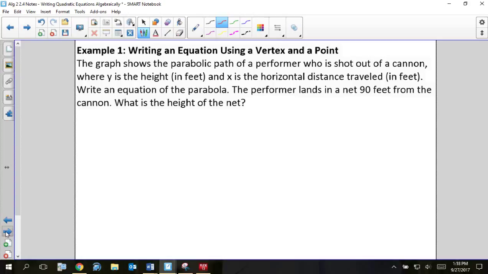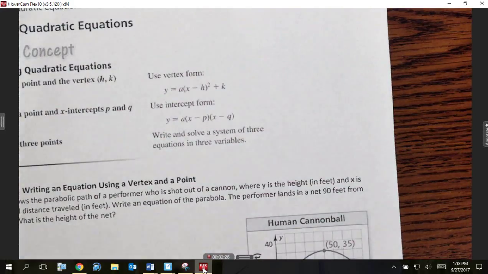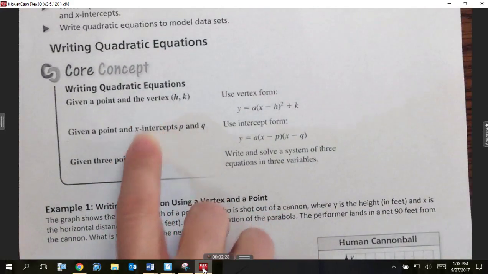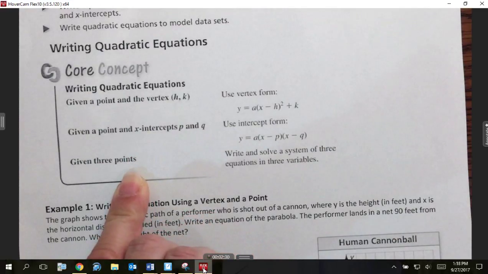The performer lands in a net 90 feet from the cannon. What is the height of the net? So we have 2 things to do. We're going to write the equation, and then we're going to find the height of the net. So when you look at that graph, what information is given to us? The y-intercept. Okay. Now, when we look at our notes, did any of these say use the y-intercept? No. All right, so I'm just going to call the y-intercept a point.